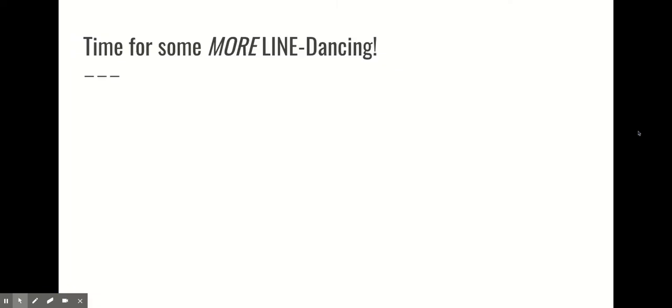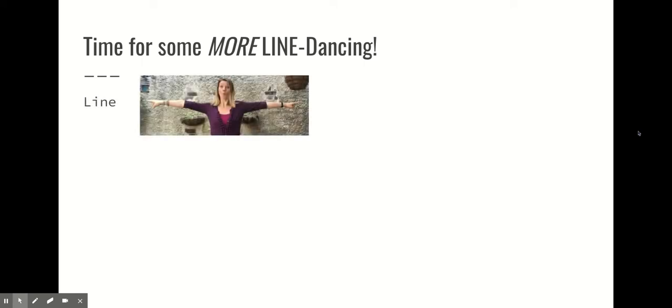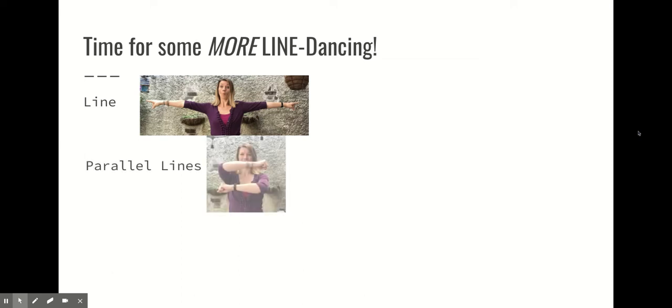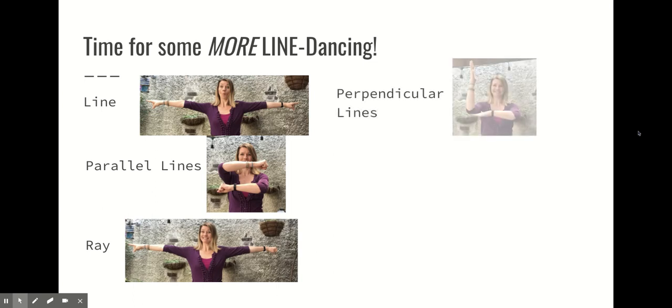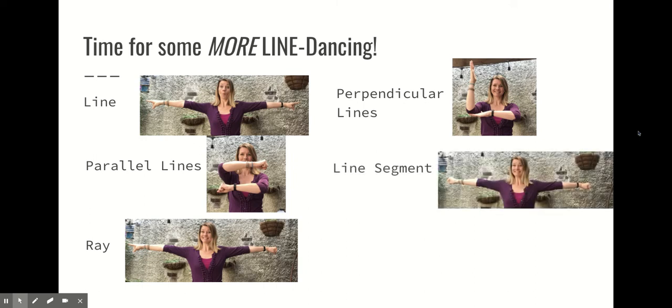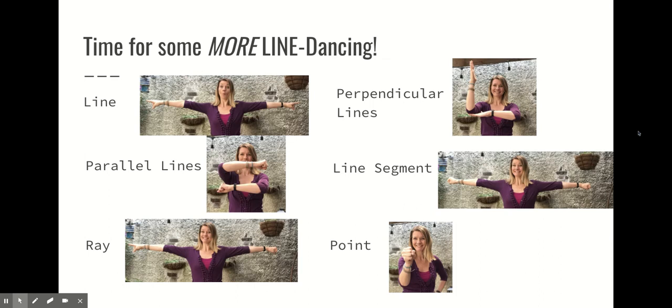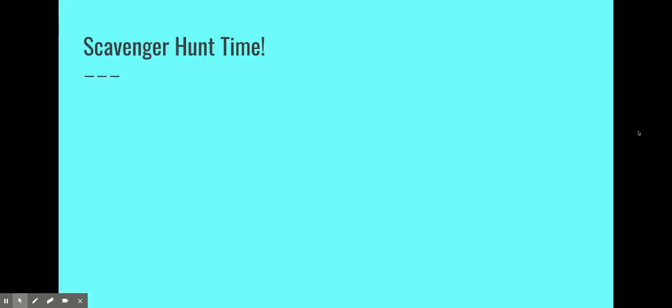Okay, it's time for a little more line dancing. I hope you were practicing all those movements because we're going to tie in the first ones and these ones. Are you ready? Stand up and show me a line. I should see two pointer fingers. Parallel lines. A ray. An end point and a pointer. Perpendicular lines. Line segment. Point. Great dancing.